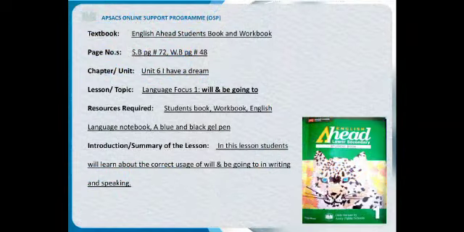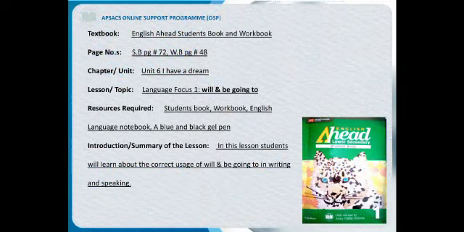Today's lesson is related to page number 72 of the student book and page number 48 of the workbook. It is Unit 6, I Have a Dream, in which we are going to learn about Language Focus 1, use of will and be going to.